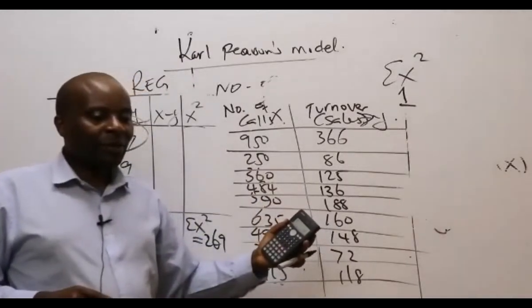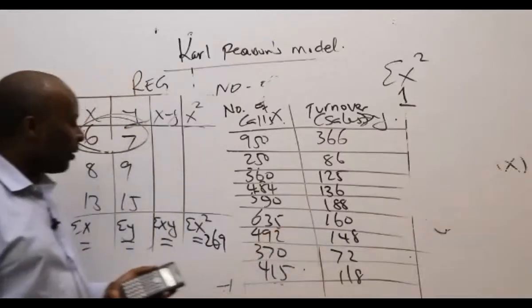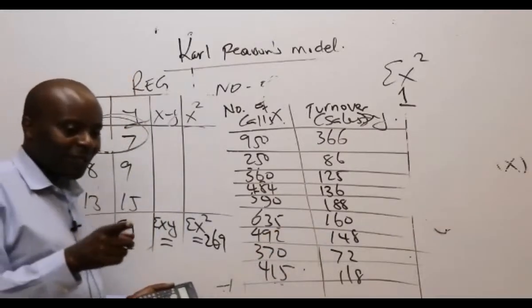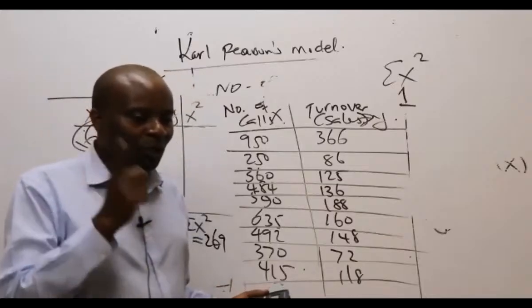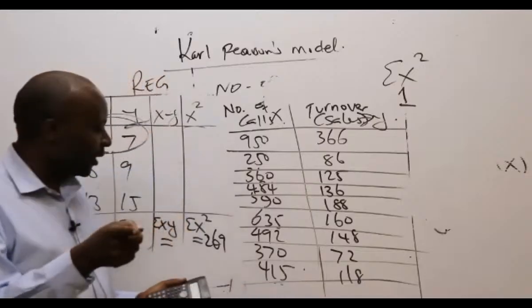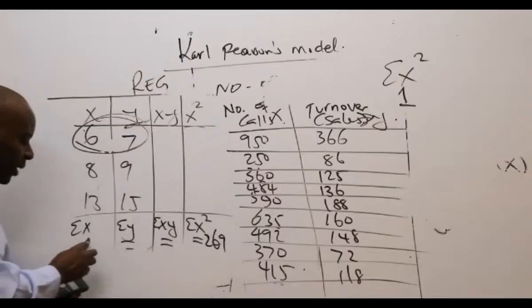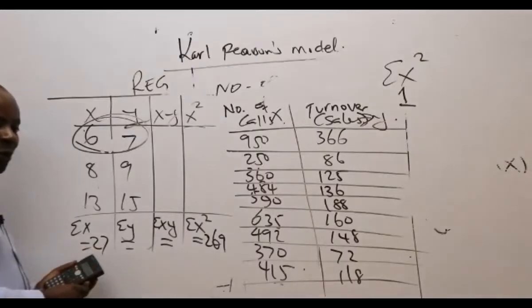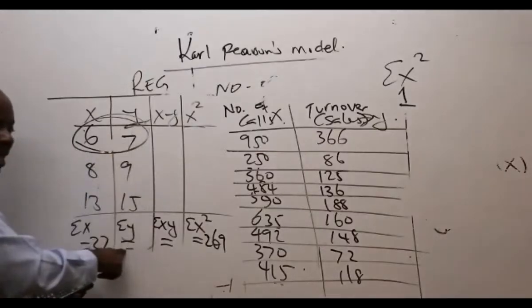James Areba tells me 27. Lillian tells me 27. 27, John Kamau. I don't know whether this student called John Kamau is a friend of mine that I also taught very many years ago. I don't know whether it's the same or a new student. So summation of x is 27. Now, using that concept, could you kindly try evaluating summation of y for me?